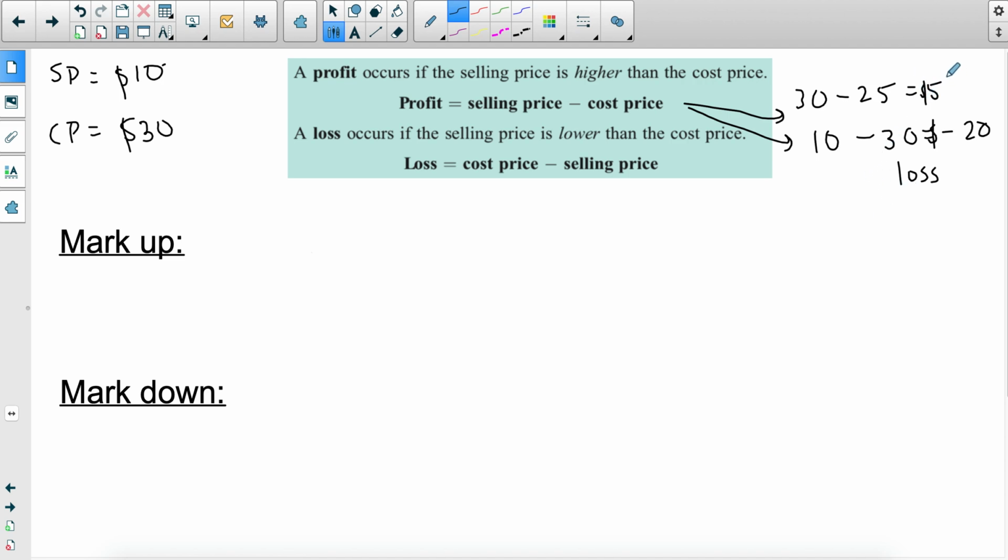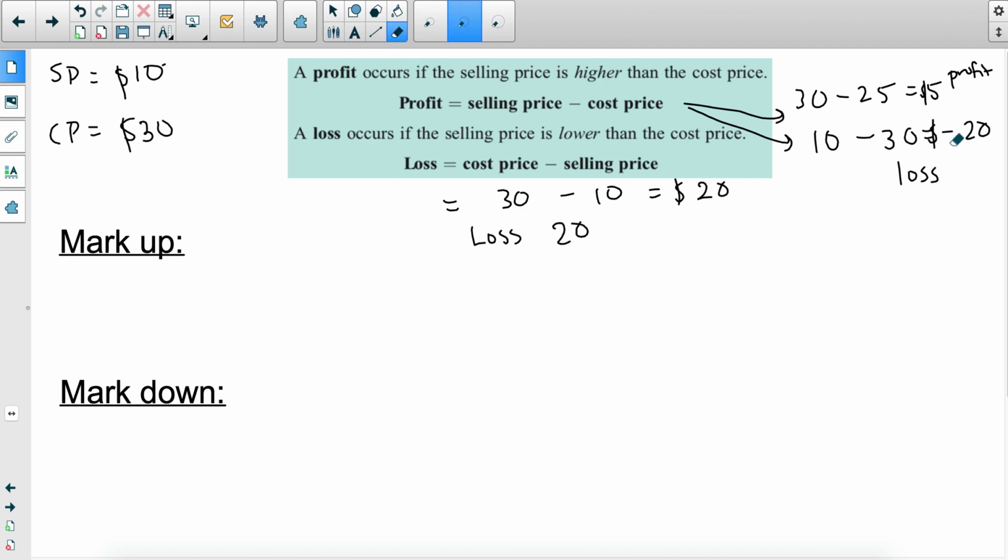And a positive profit means you're making a profit. Now, this is if you want to stick to the same formula, or just swap them around. You can clearly see that if you take the cost price minus the selling price, it's going to give you a positive 20, which means that you made a loss of 20. So either you remember it as one formula, and if it gives you a positive, it's a profit; if it gives you a negative, it's a loss.